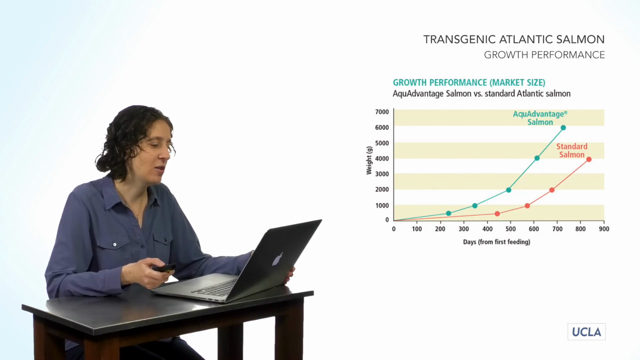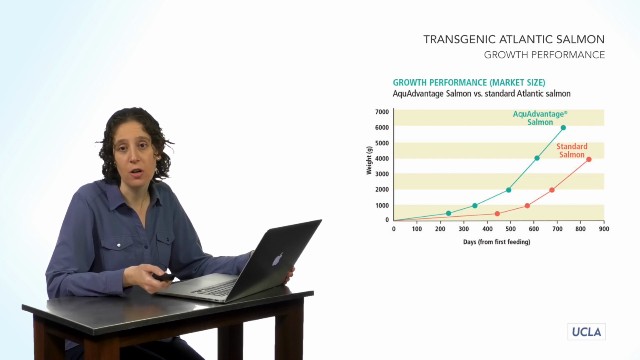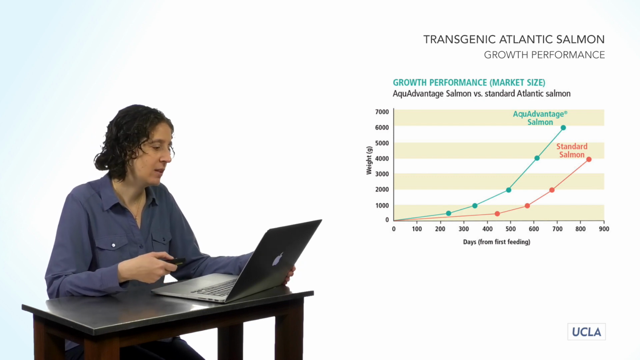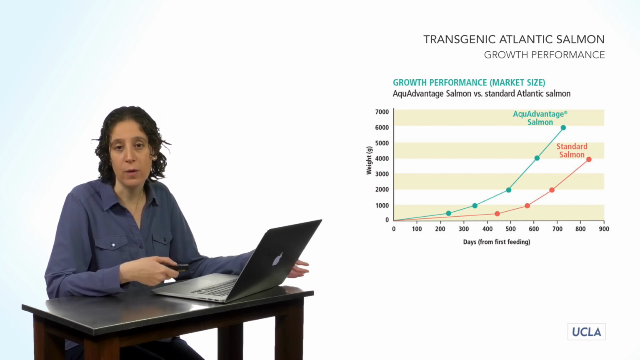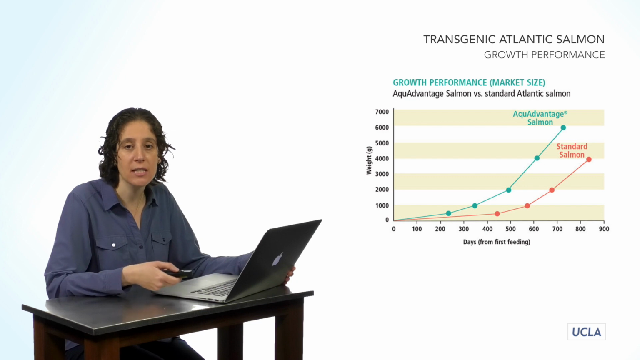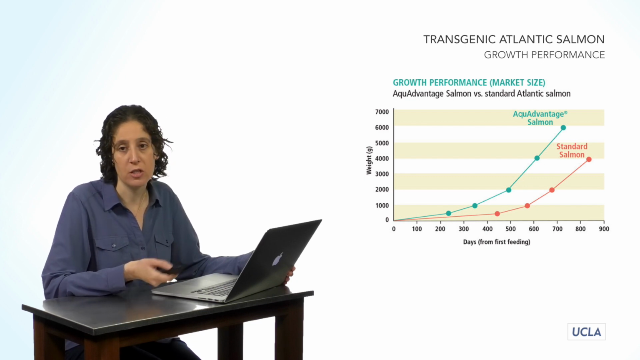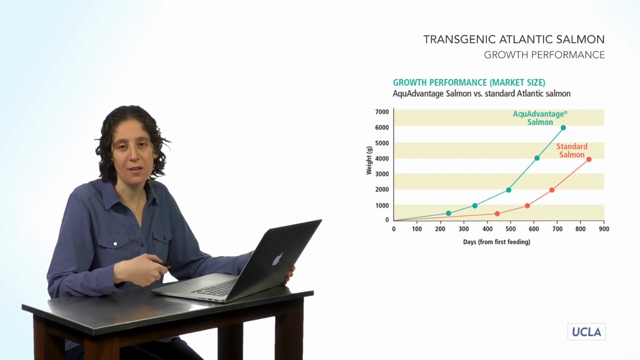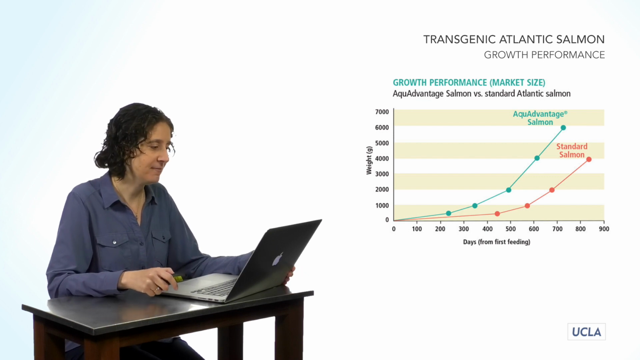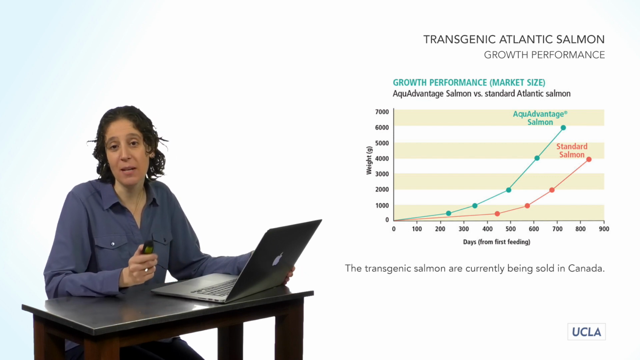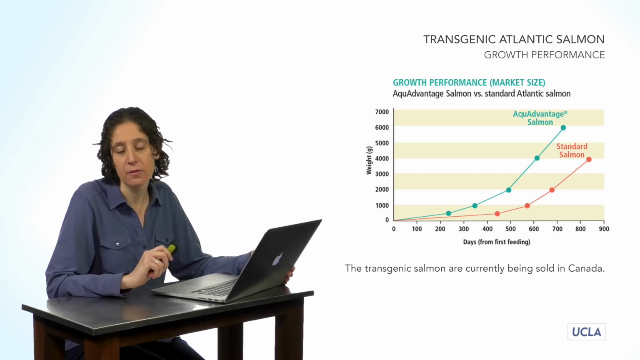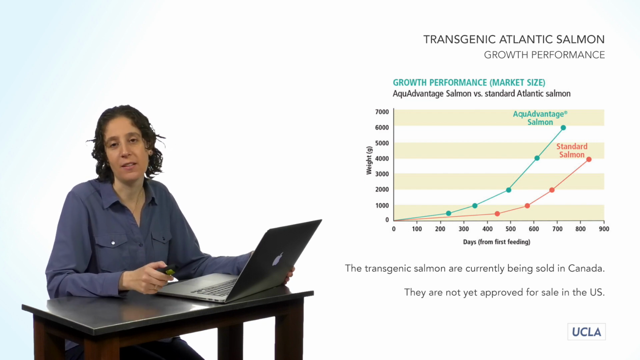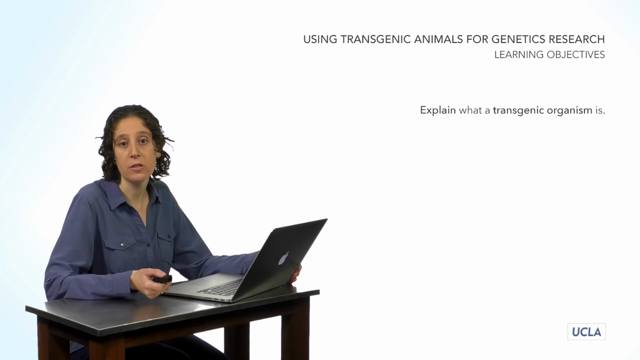In addition, as you can see from this graph, the transgenic salmon, which are called aqua-advantage salmon, not only end up larger, but they also grow faster than wild-type salmon. What this graph shows is their weight as a function of their age. And you can see that the transgenic salmon are larger from an earlier age, and they reach their full size sooner. So overexpression of growth hormone does in fact result in larger fish that grow faster. These aqua-advantage transgenic salmon are currently being marketed in Canada for food, although they're not yet approved for sale in the United States.